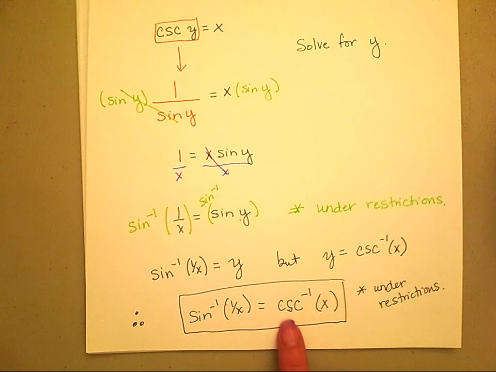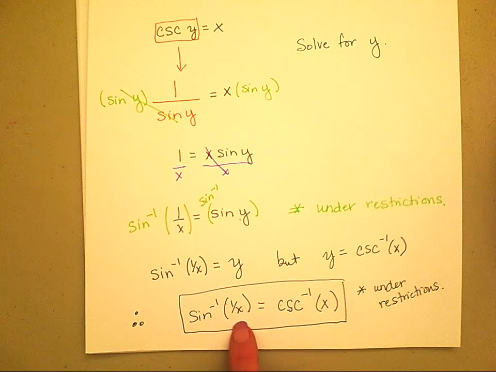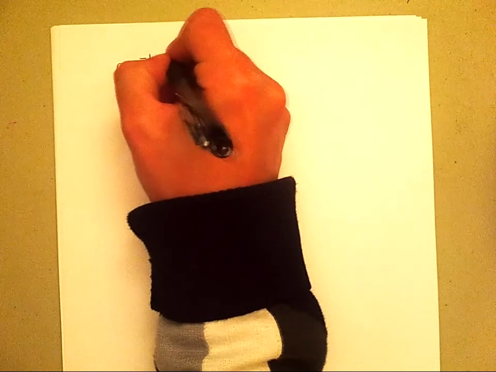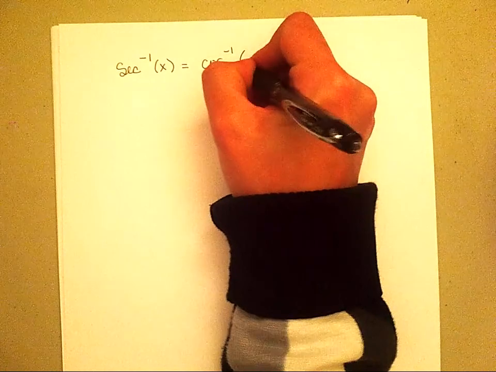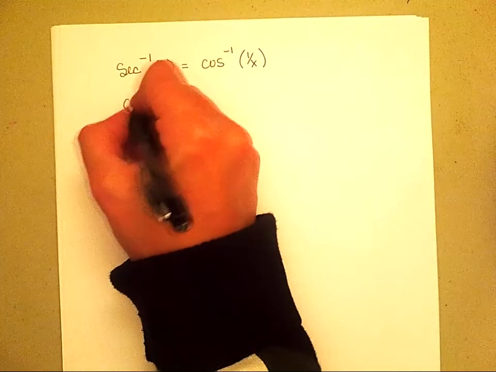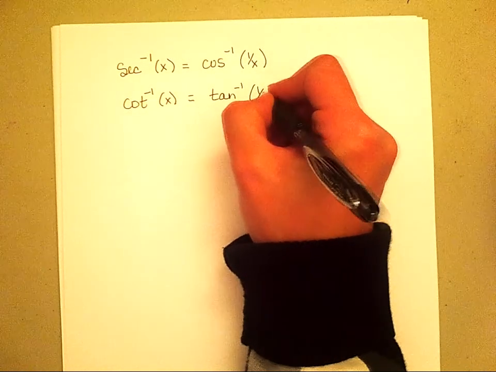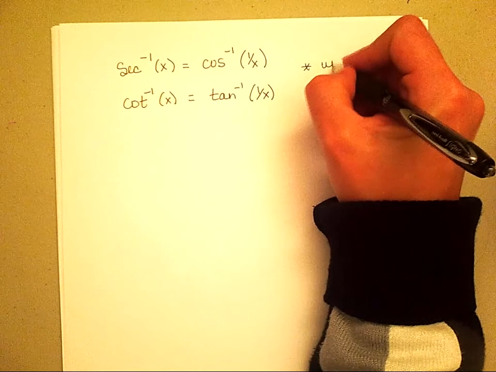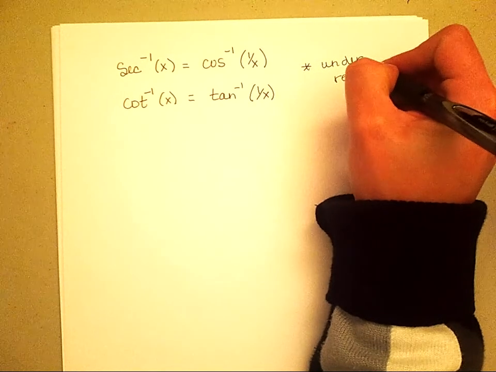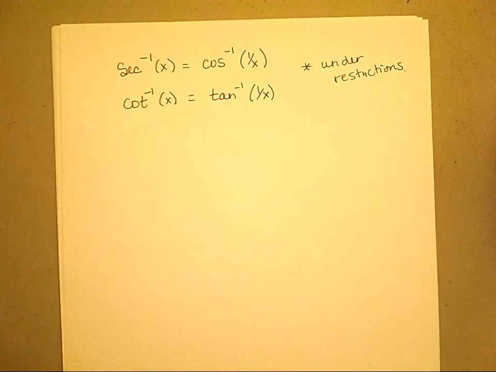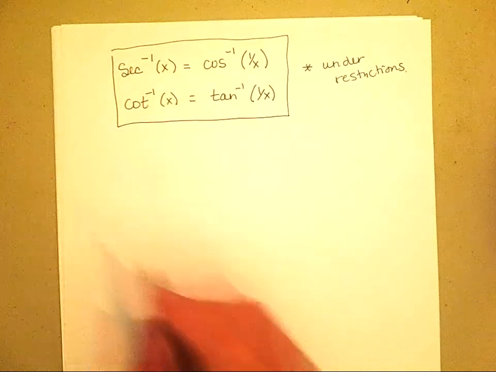So what that means is if you're faced with any of these inverses of the other functions, like the reciprocal of cosecant is sine, you could take the reciprocal of the argument and they would be equal. Similarly, under restrictions again, the inverse secant of just x is equal to the inverse cosine of 1 over x. And the inverse cotangent of x is equal to the inverse tangent of 1 over x, under restrictions. So these are 3 others for you to know.